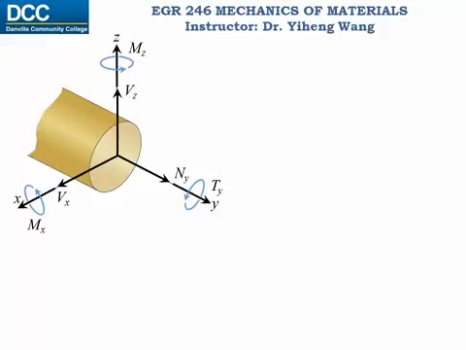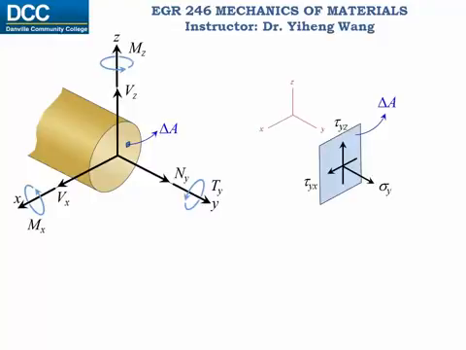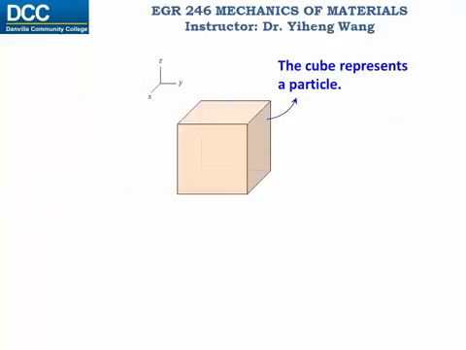Therefore, for an infinitesimal area delta A on this cross-sectional surface, it could have a maximum of 3 independent stress vectors acting on it, a normal stress sigma and 2 shear stresses tau, corresponding to the 3 internal forces. But does a particle only have one surface? Normally, a particle is represented by a cube with infinitesimal sides.